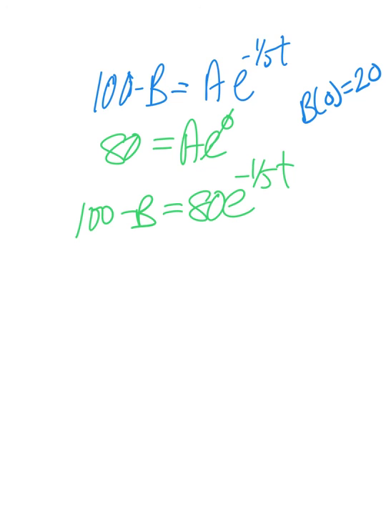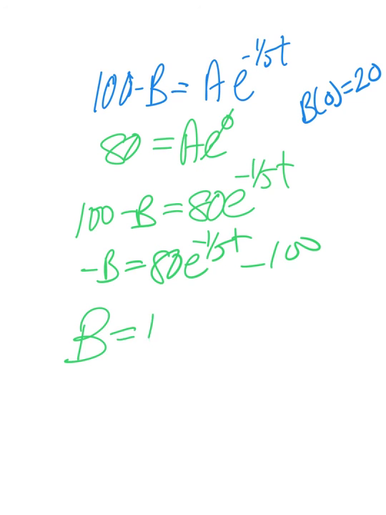So now get b by itself. First thing you're going to do is subtract 100. So you have negative b equaling 80 e to the negative 1/5 t minus 100. Got to get rid of that negative. Divide everything by negative 1, it just turns around. So b equals 100 minus 80 e to the negative 1/5 t.